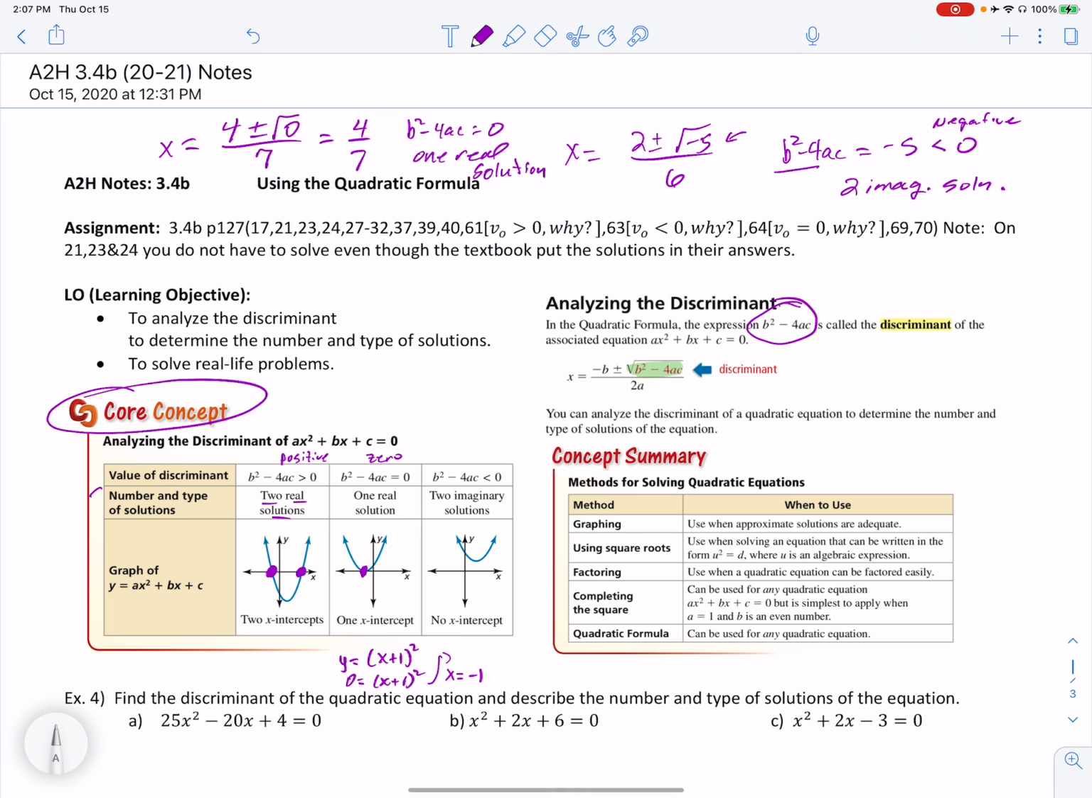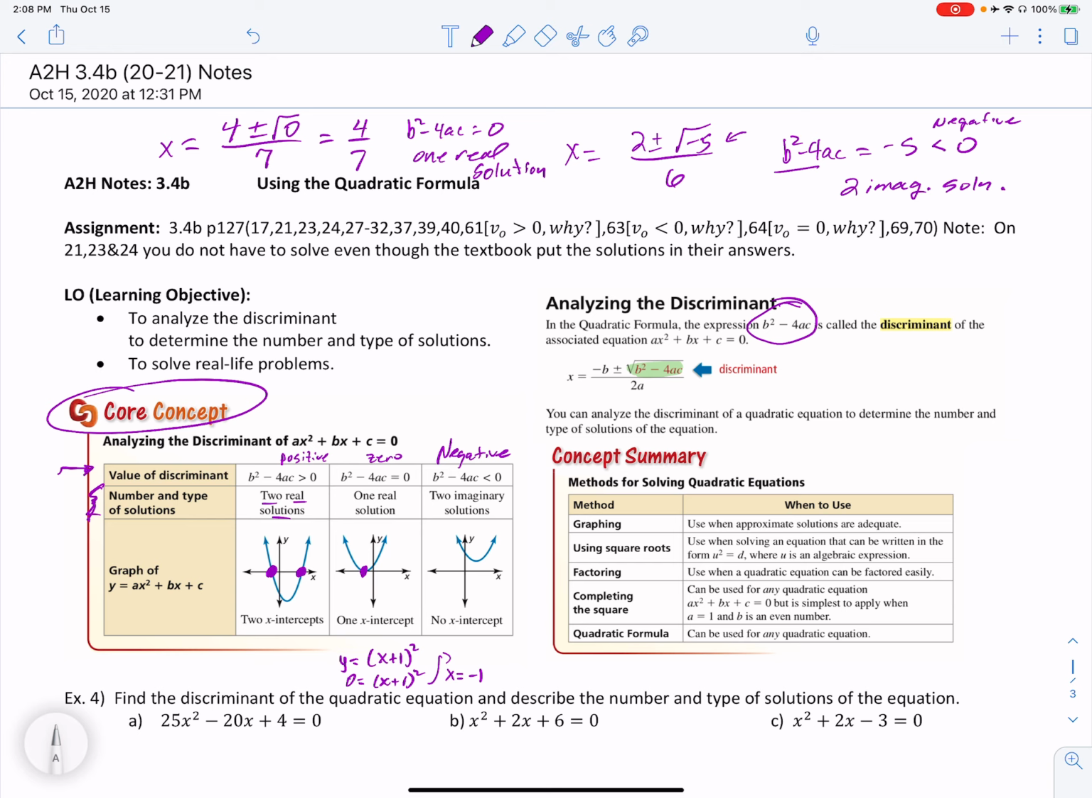You're going to be asked to find the value of the discriminant, and based on that, tell me the number and type of solutions. So your answers are, you find the value. If it's positive, you're going to give me that value and write two real solutions. If the discriminant comes out to 0, then you're going to say the number and type of solutions, and your answer is going to be one real solution. And if that discriminant comes out to be negative, then you're going to say that there are two imaginary solutions.